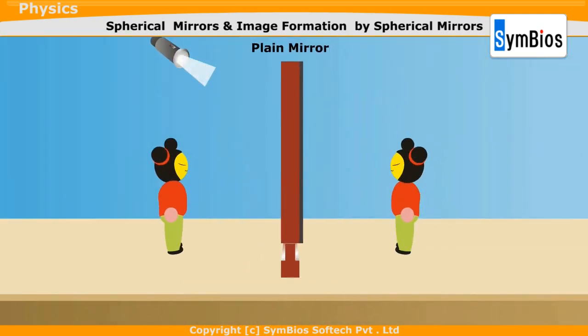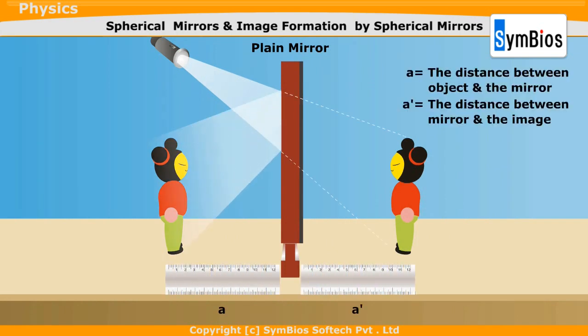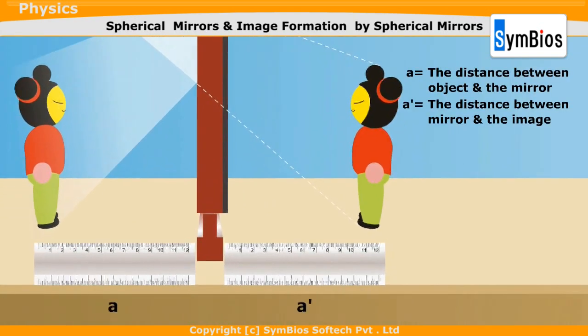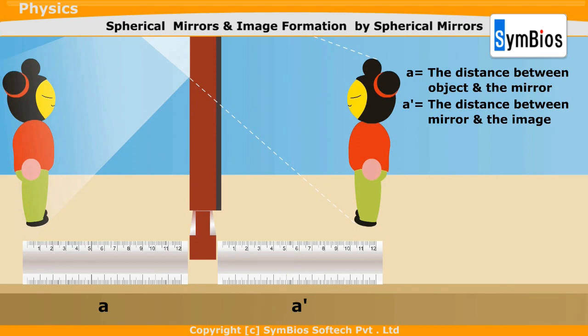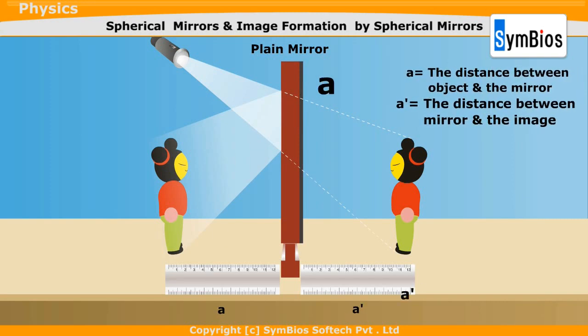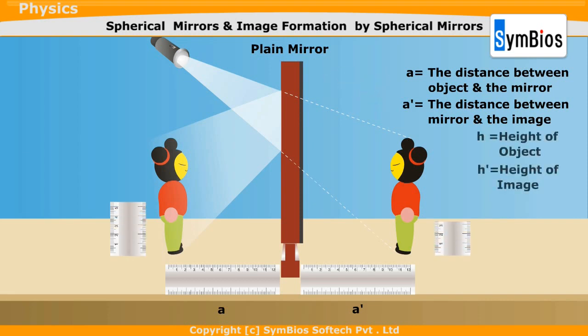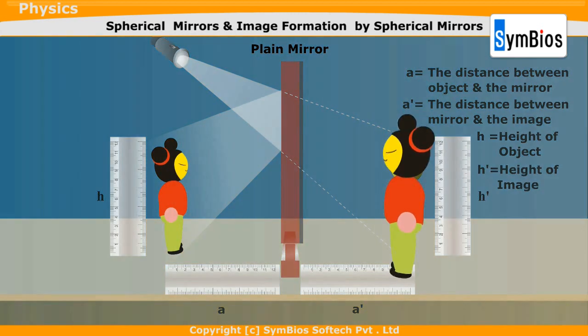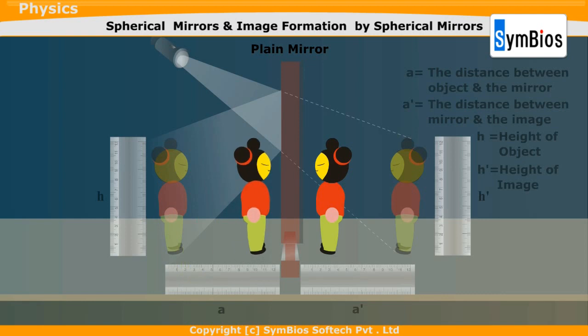Now let us place a scale in front of the doll. Observe the image. The image of the doll will be formed after the image of the scale. That is, the distance between the object and the mirror and the distance between the image and the mirror will be the same. Now use the scale to see the heights of the object and the image. We come to the conclusion that the size of the image is the same as that of the object.